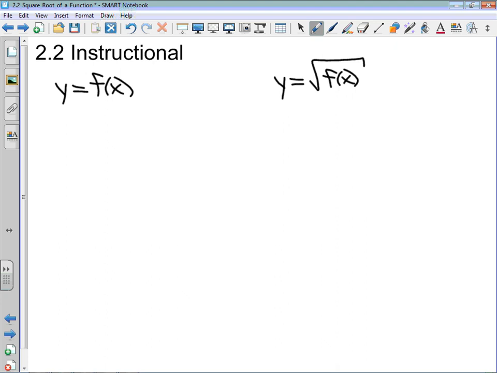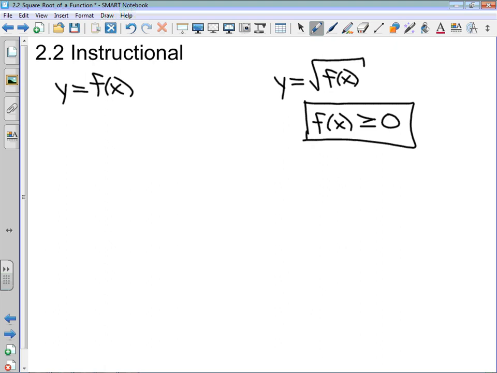Now, immediately, if you remember some of the stuff about square roots, which I hope you do, there is a pretty big limit on what f of x can be, because f of x is inside a square root, and we're only going to do this with square roots, not cube roots or fourth roots or anything like that. That means f of x has to be non-negative, so it has to be greater than or equal to 0. Where f of x is not greater than or equal to 0, the square root of f of x doesn't exist.